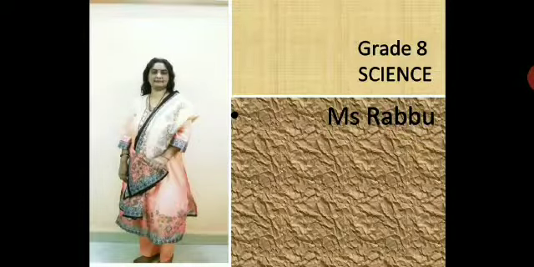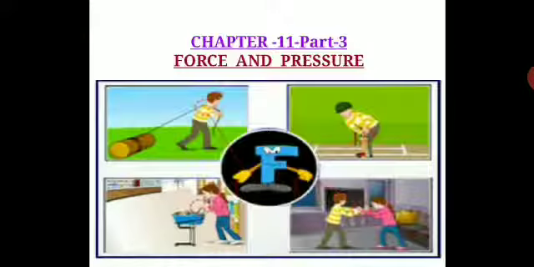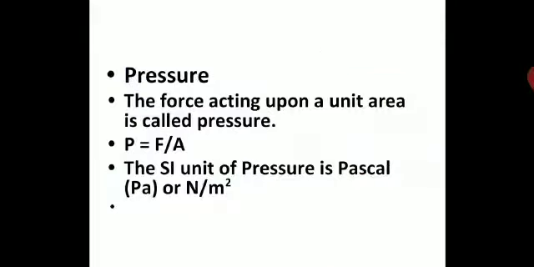So, let us continue with chapter 11, Force and Pressure. We have already learned in a previous session that pressure is force upon area. So, what is pressure? The force acting upon a unit area is called pressure. The part of force we have finished in a previous session, so we are going to continue with the later part of the chapter, pressure, where we have seen formulae and we have seen numericals. We have done some numericals in our previous session.